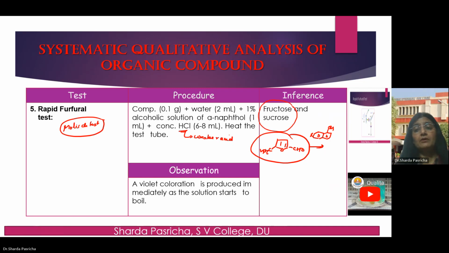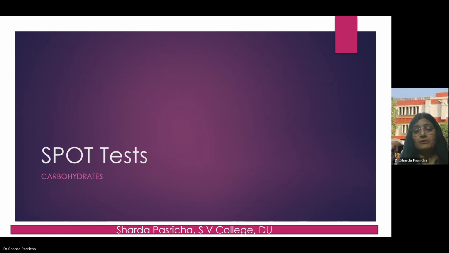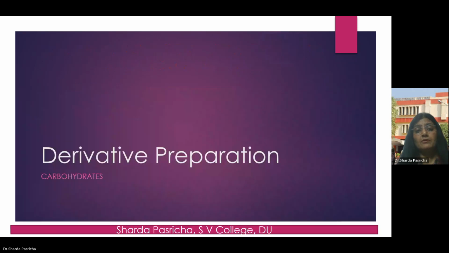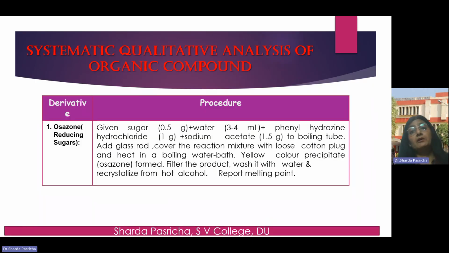Now, let us see what derivative you can prepare for carbohydrate. Once you have confirmed that you have a carbohydrate present in the organic compound, normally for carbohydrates, the preferred derivative is osazone. Let us see how this derivative is prepared, and then we will see the chemistry of this preparation.